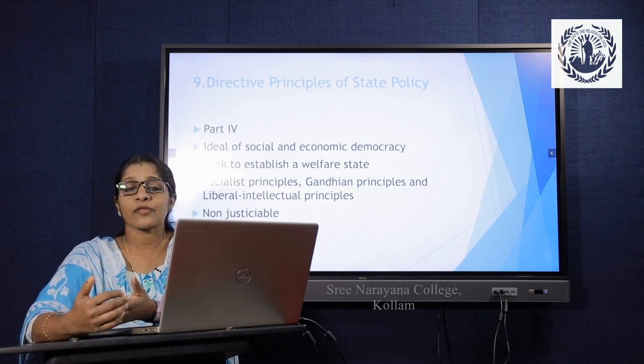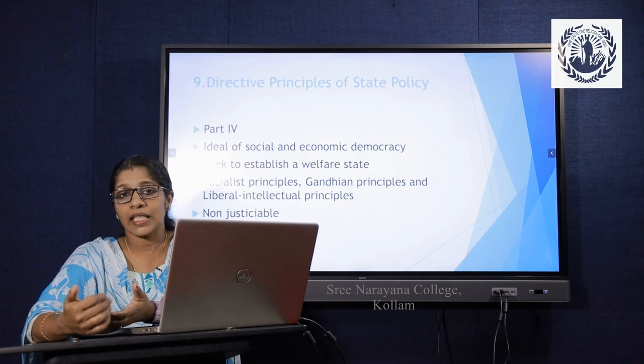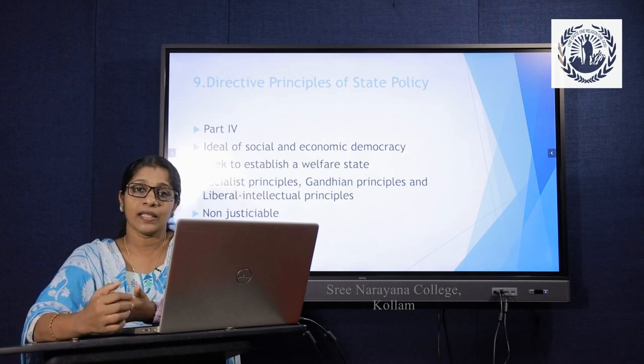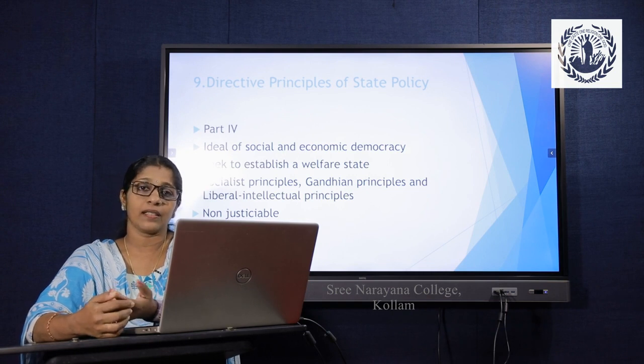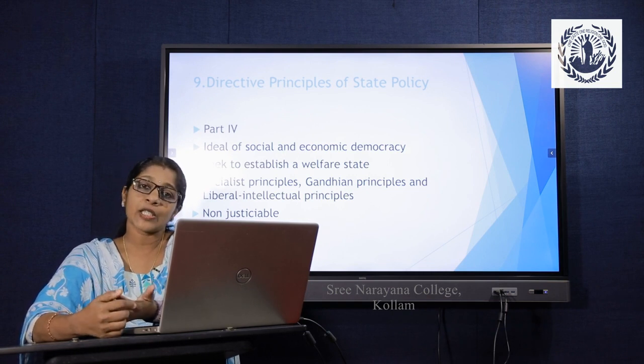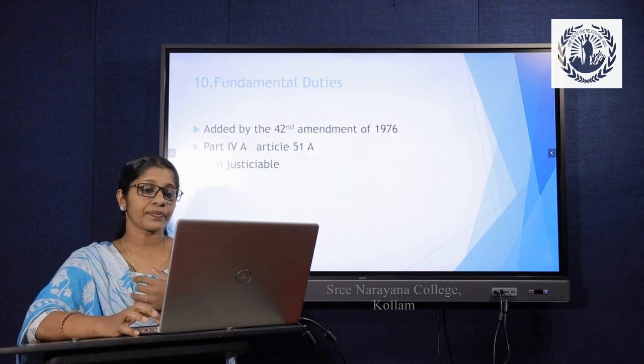And one important difference between fundamental rights and directive principles of state policy is that the fundamental rights are justiciable, while the directive principles are non-justiciable.